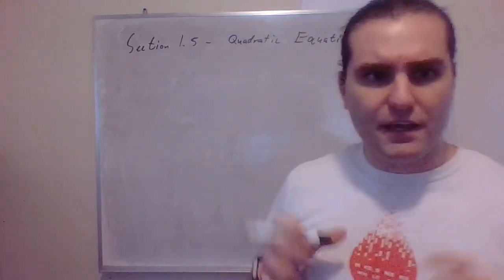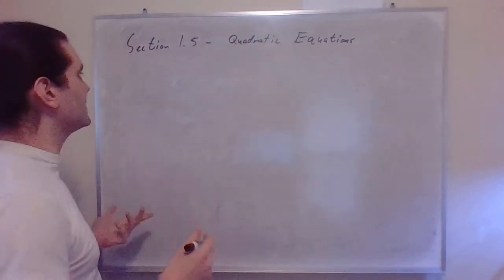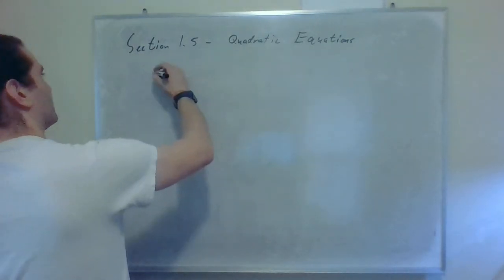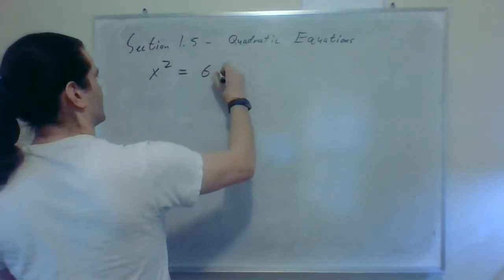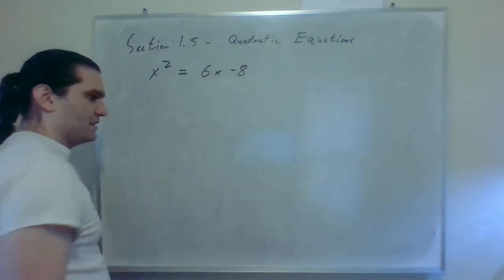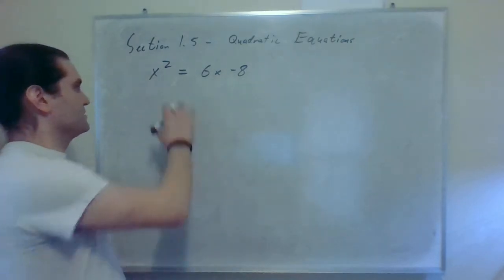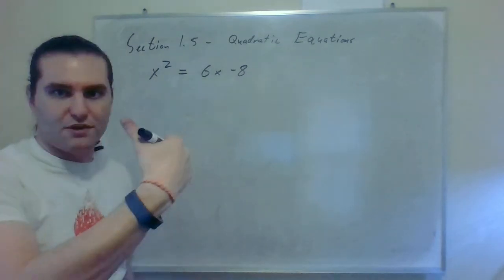And here's what I mean. Let me reiterate some of these ideas with an example on the board. A fairly standard-looking quadratic equation we might see is x squared equals 6x minus 8. This might be a quadratic equation. Well, it is a quadratic equation. It has an equal sign, it's a quadratic polynomial, quadratic equation.